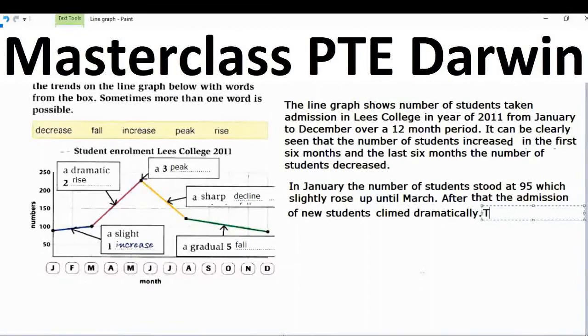The peak of? Yes, peak. So the student number peaked. Admission? Yeah, so the student number peaked at, what is the number? Maybe 250. Yeah. In June. So for the student number, we already used number of students. So what else can we use?